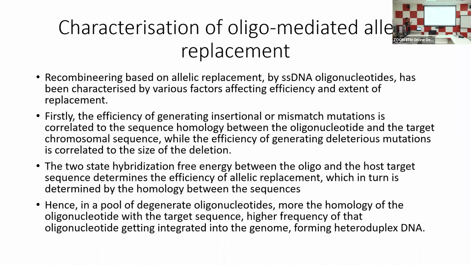Hence, let's say you have a pool of degenerate oligonucleotides. A degenerate oligonucleotide is basically a set of a specific length of nucleotides, where each nucleotide can have a possible set of bases. These are represented by letters such as N, R, P. N means that position can have all four bases. R means it can have only A and G bases, and so on. So if we have a pool of degenerate oligonucleotides, what matters is the homology, the similarity of the sequence of the oligonucleotide with the target sequence. The more the hybridization free energy, the higher the frequency of that oligo getting integrated into the genome, forming something called heteroduplex DNA.